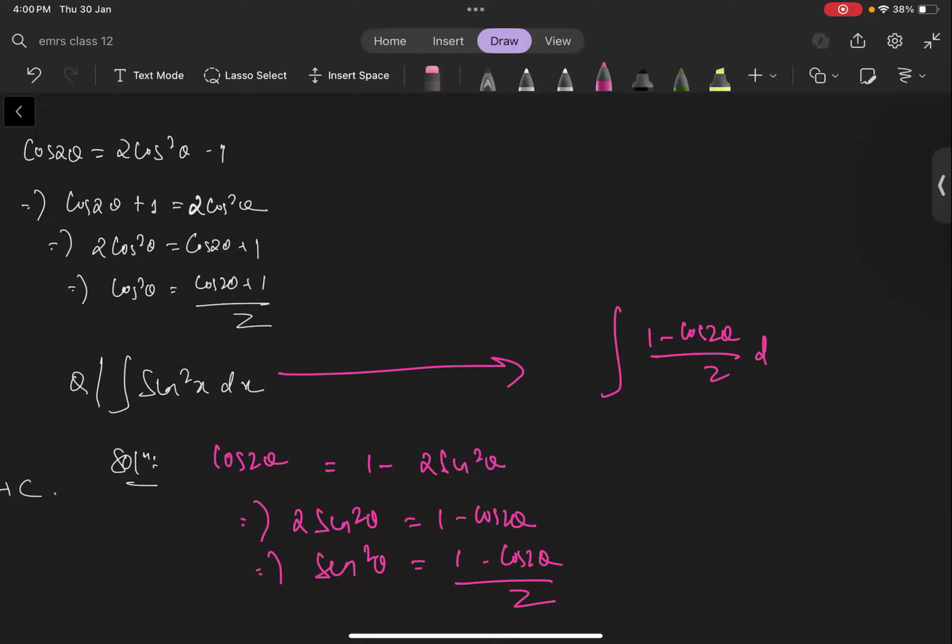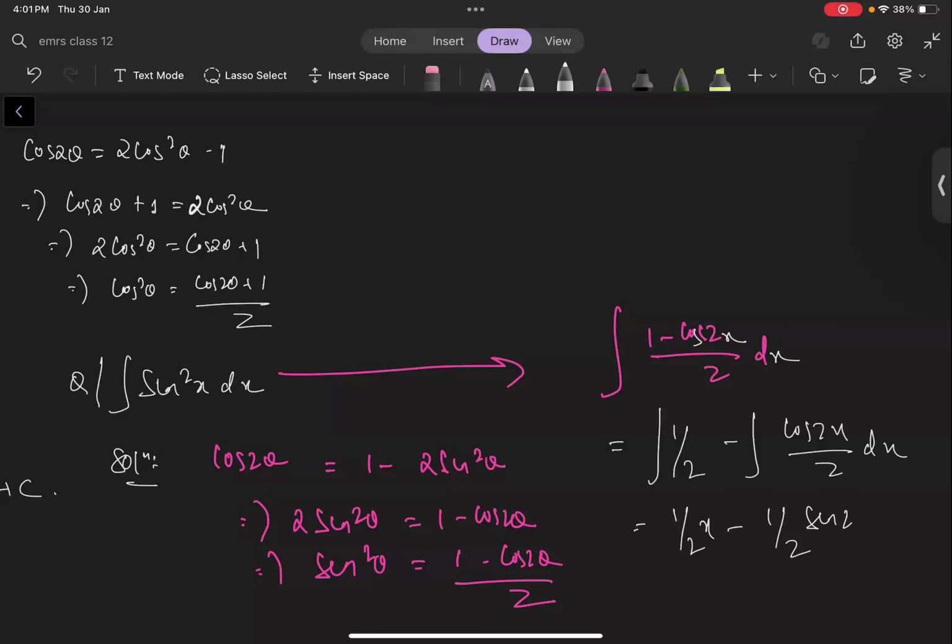So the integration of sine square x dx can be replaced with (1 minus cos 2x) divided by 2. Sorry, we should be using x here since as per the given question, the variable is x. So we can separate it. This is nothing but half x minus half times sine 2x, plus c.